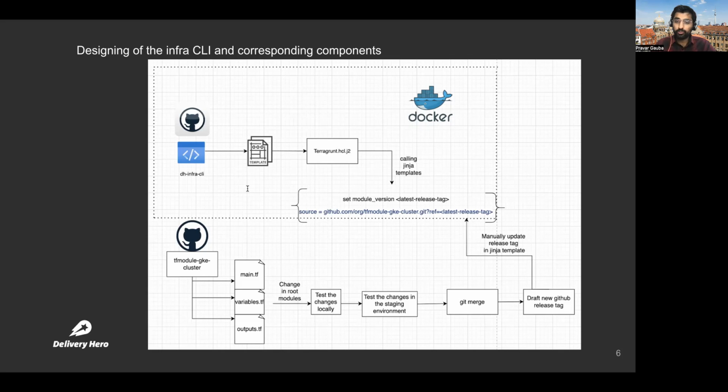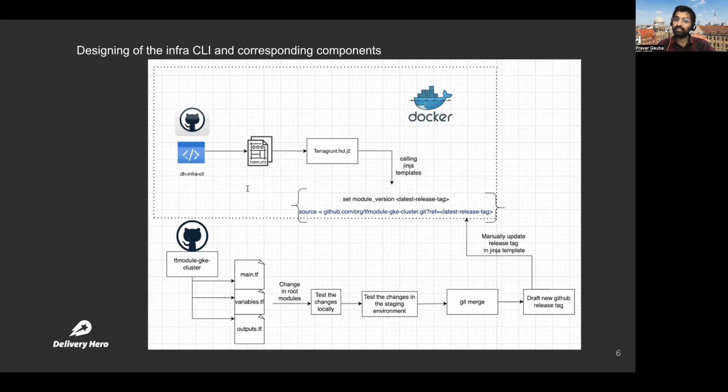And then what you would do is get your code approved and merged, right? And then what we do is we would draft a new release, and then we would edit the GKE cluster Jinja template to use the latest release tag so that DH Infra CLI knows what's the latest commit or the tag which it needs to pick. Because after all, the Terragrunt Jinja template is being picked by DH Infra CLI to perform further changes. So DH Infra CLI should be updated, right?